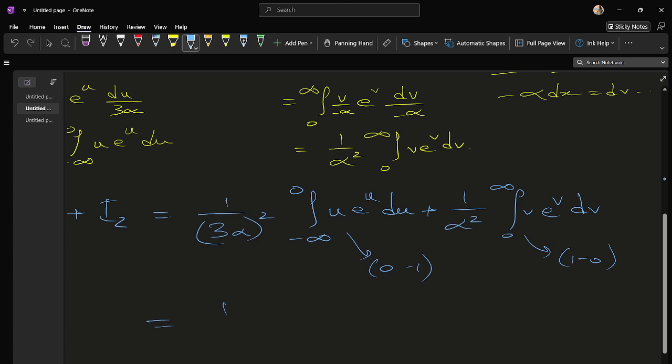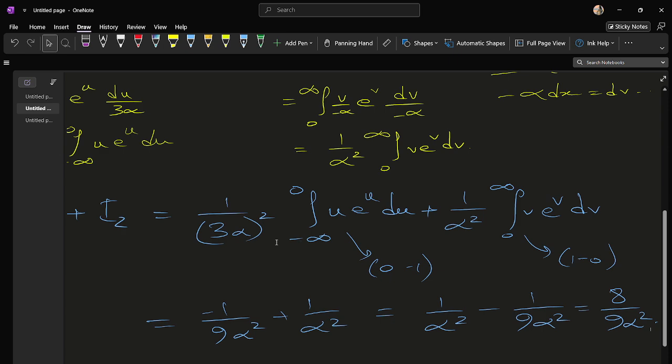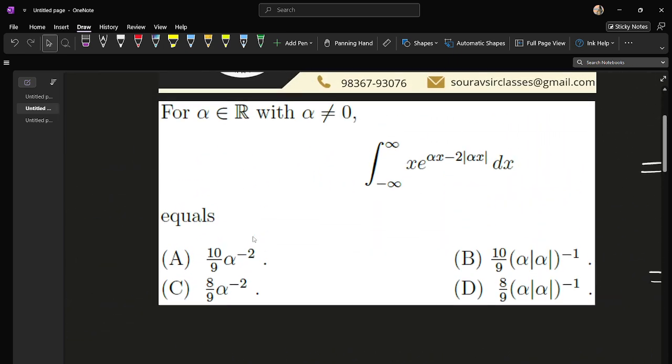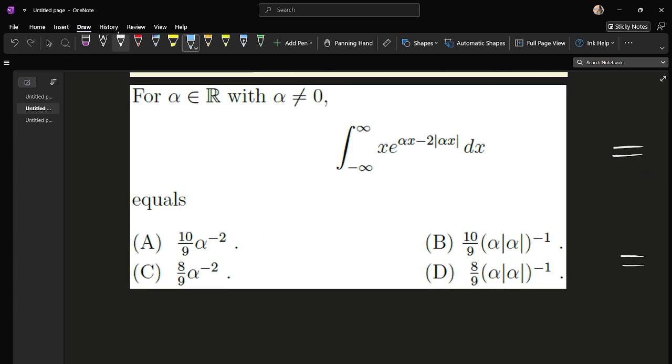So we will have 1 by 9 alpha square minus 1 by 9 alpha square plus 1 by alpha square. So that will be 1 by alpha square minus 1 by 9 alpha square, which equals 8 by 9 alpha square. So the correct answer of this question is option C, which is 8 by 9 alpha square, that means alpha to the power minus 2.